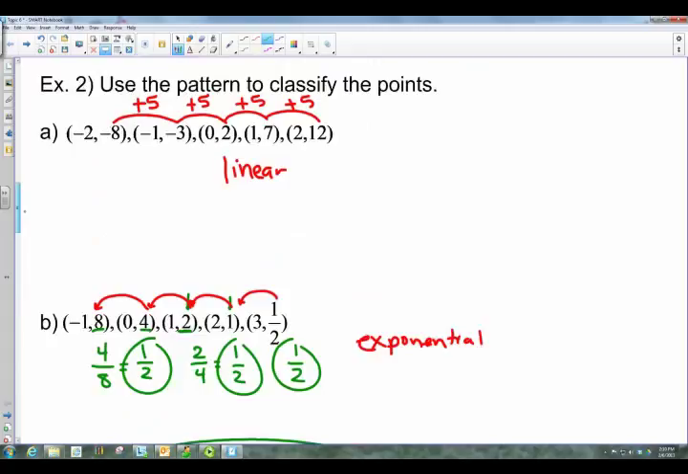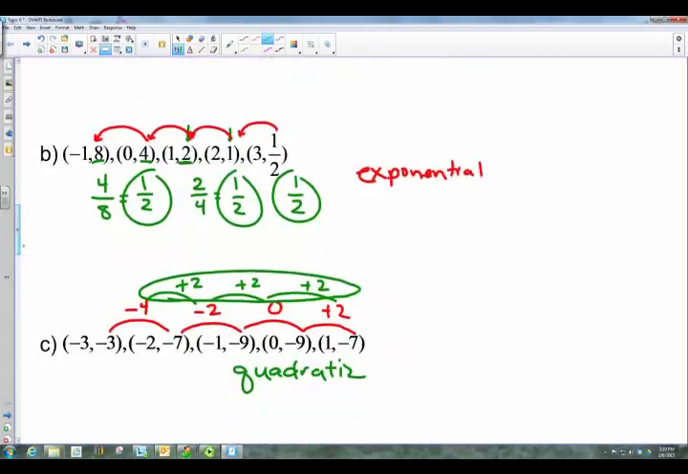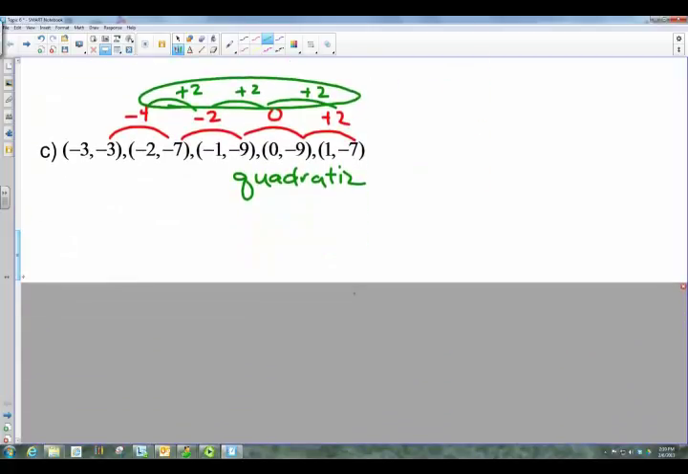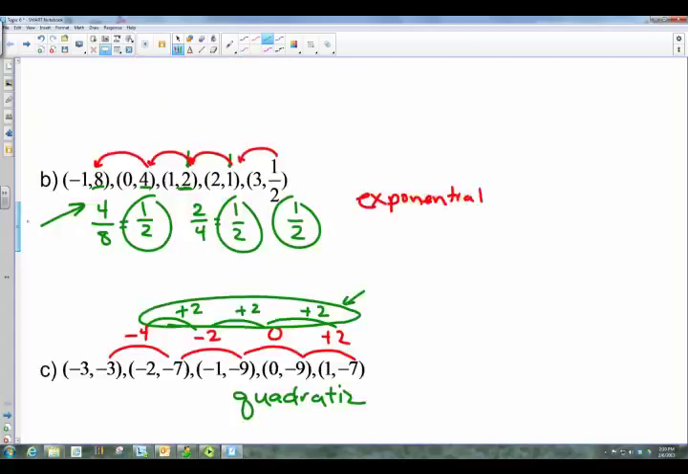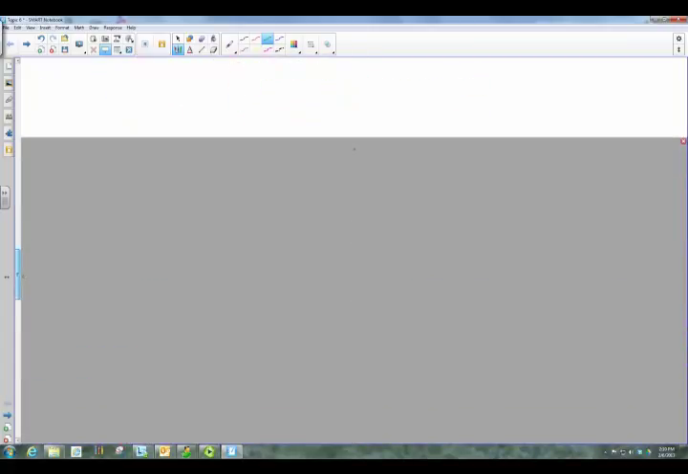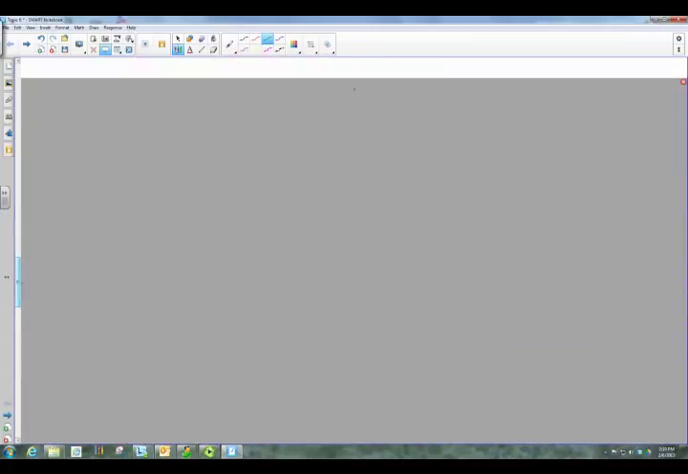Try to see if the first difference is the same. If it is, it's linear. If the first difference is not the same, the second difference is not the same, try the ratios. If it is, which this example was, that's exponential. And then finally, try the first difference. It's not, so it's not linear. Try the second difference. That worked. That makes it quadratic. So that's how you're going to determine which of these three categories it falls into, just by looking at the points.